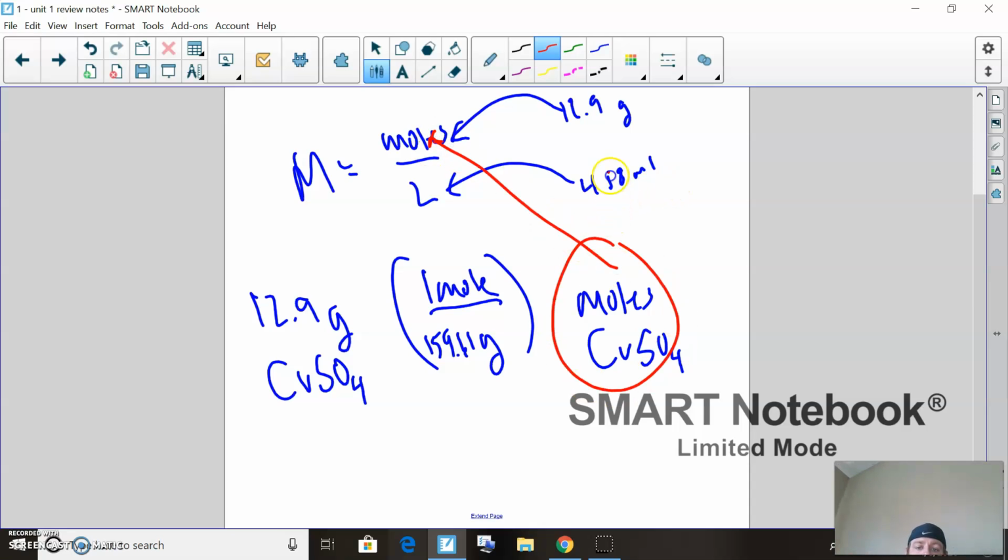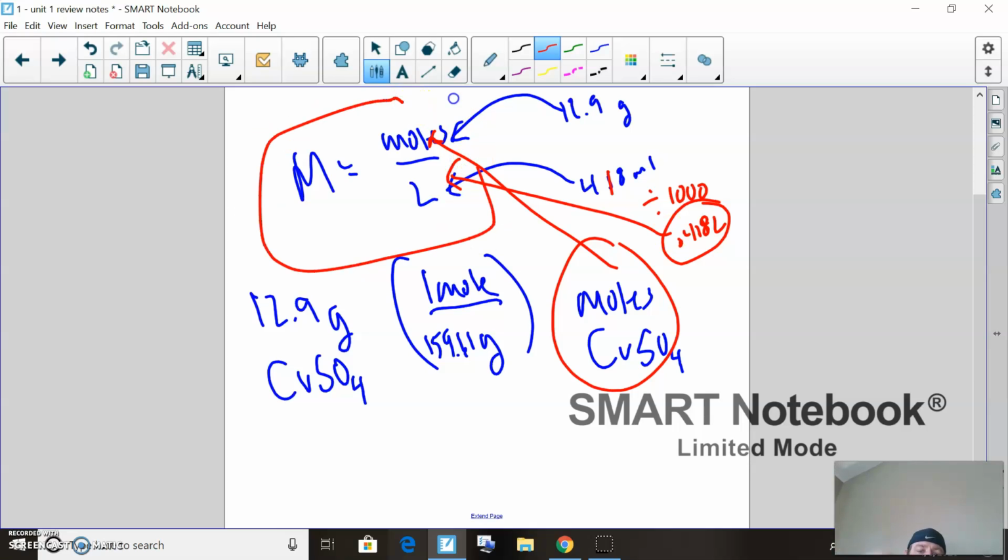And then if I'm going from milliliters to liters, I divide by 1,000. So that's 0.418 liters. And that goes there. And that'll get your answer. So you have to be in moles and you have to be in liters to be able to solve for that.